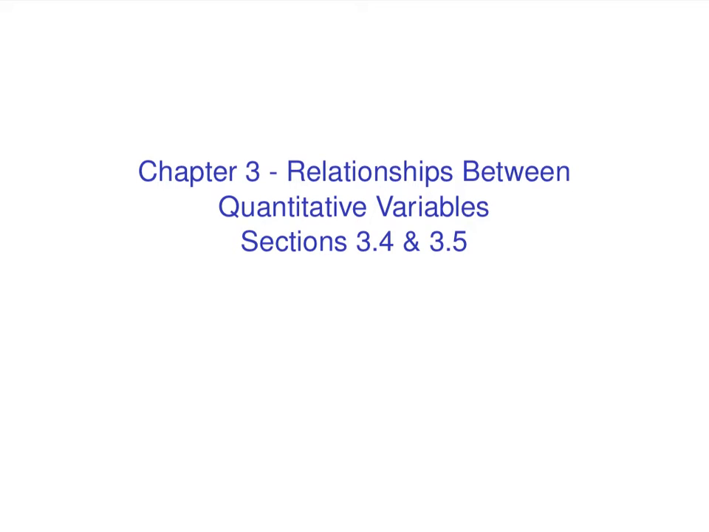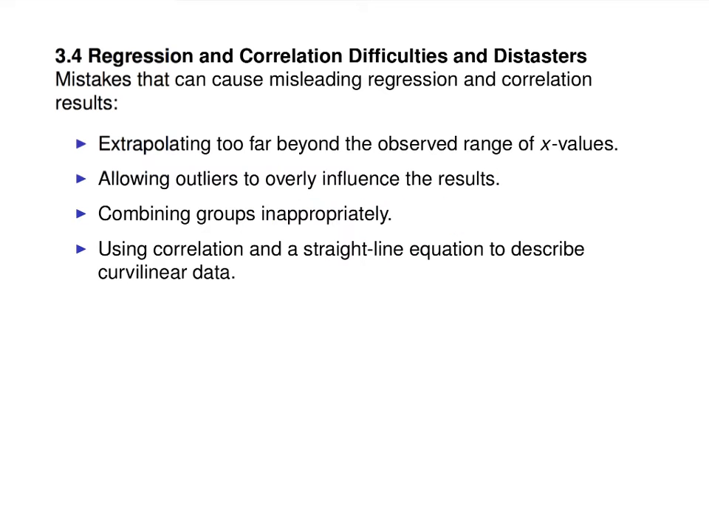This is our final lesson covering relationships between quantitative variables, and we'll cover section 3.4 and 3.5. So section 3.4 discusses regression and correlation difficulties and disasters. Basically, statistics done wrong, mistakes that you can make that cause misleading regression and correlation results.